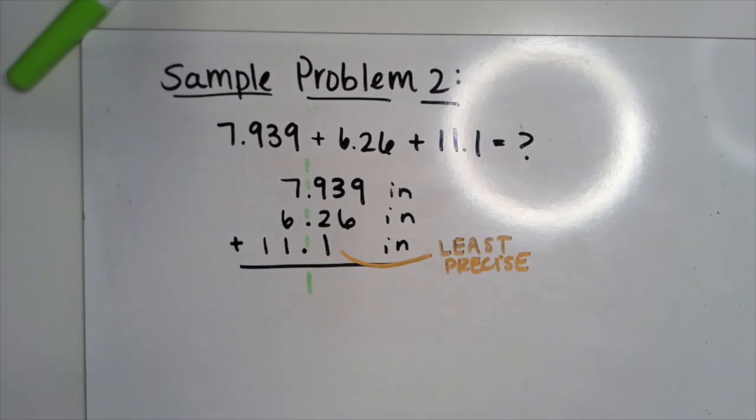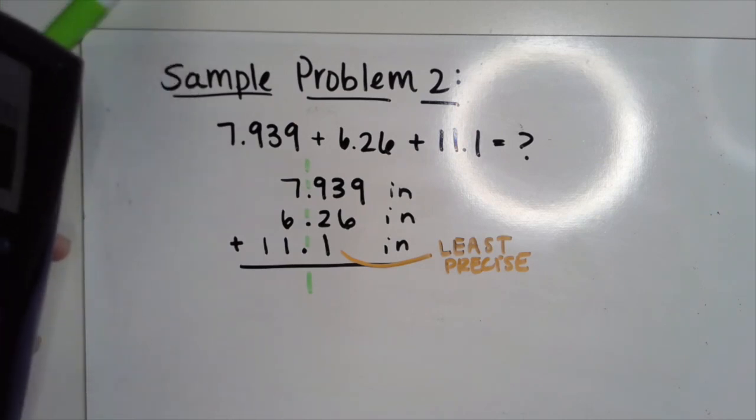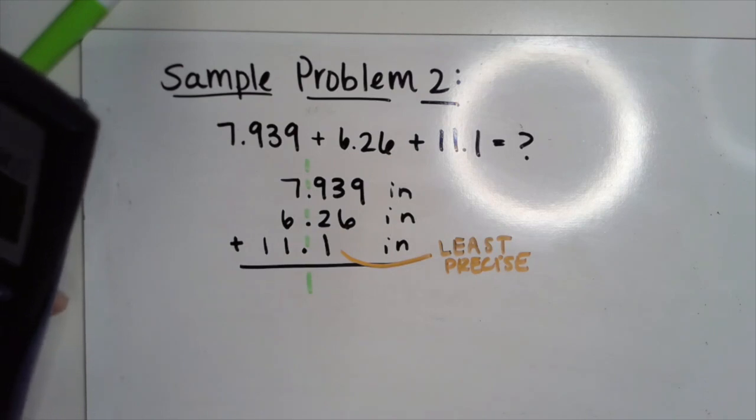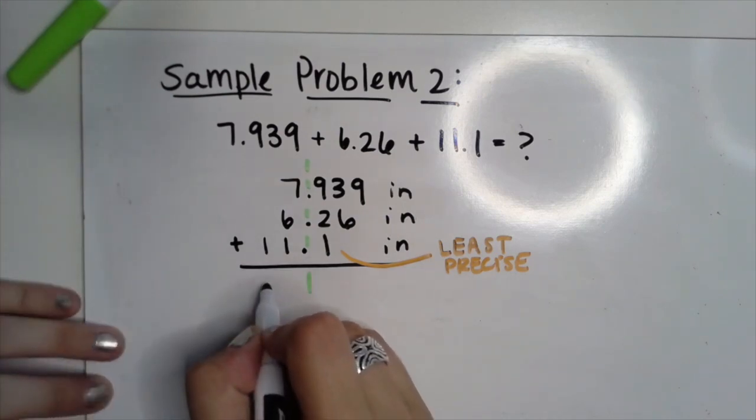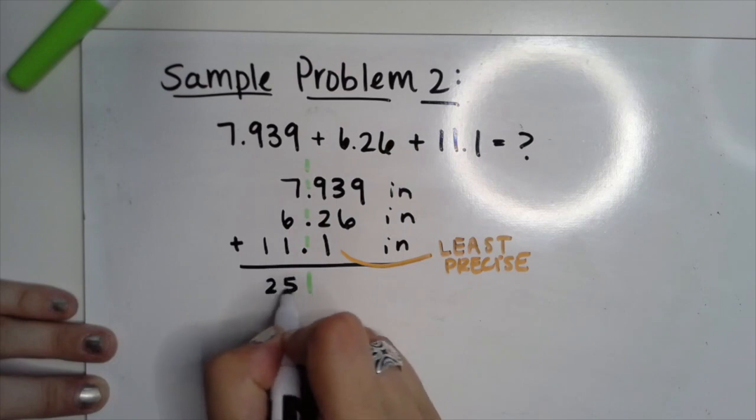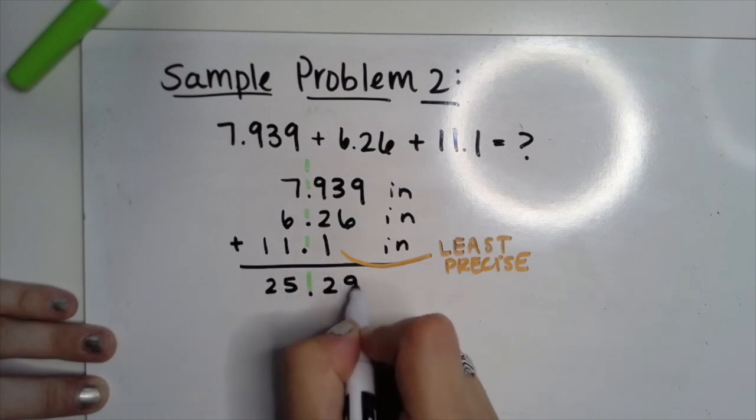However, before I start doing that, let's just type this in the calculator. 7.939 plus 6.26 plus 11.1. Calculator gives us 25.299.